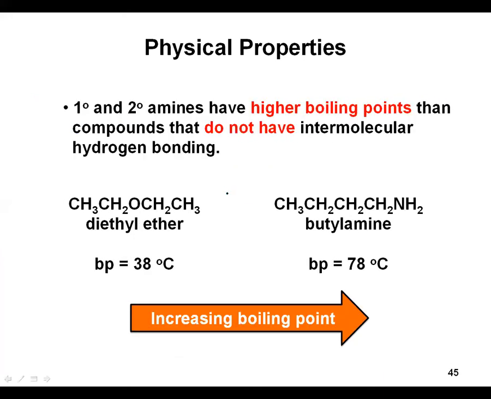Physical properties of amines: they do have higher boiling points than compounds that do not have the ability to hydrogen bond. So here's our ether, which by itself cannot hydrogen bond, as it does not have a hydrogen here. And you can see the higher boiling point there for our amine.